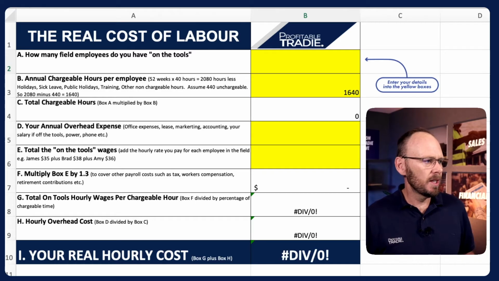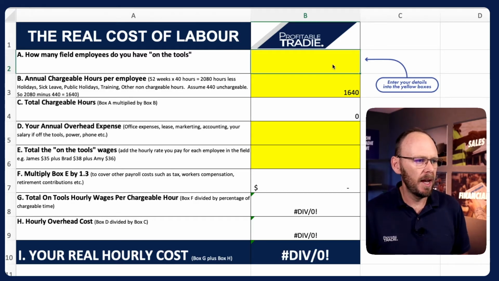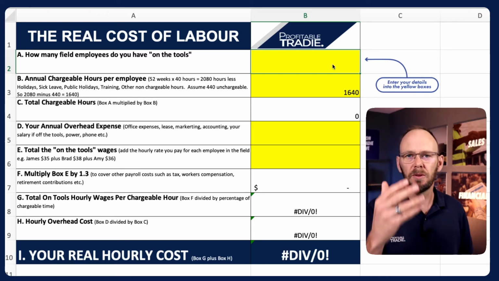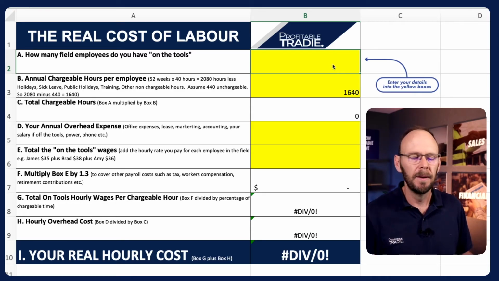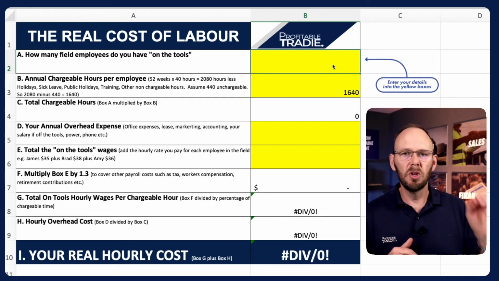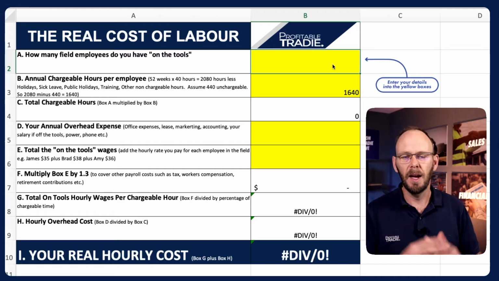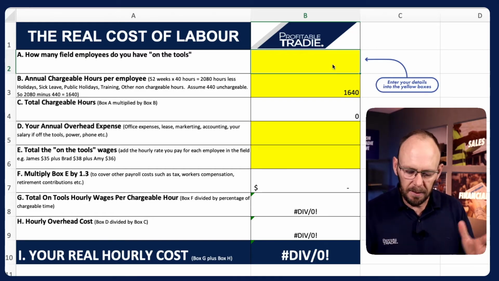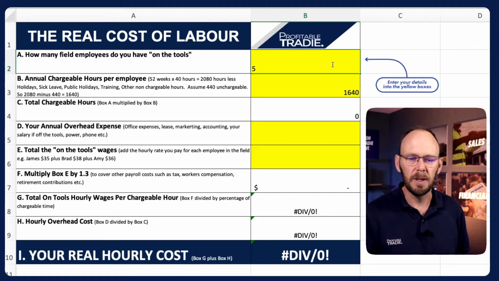So first thing is, we just want to write down in box A how many field employees we have. When I say field employees, I mean people you've got out on the job, out on the tools, out in the field doing work. Okay. So yours could be 2 people, it could be 50 people. It'll just depend. So let's say I'm just going to work an example with 5 people.